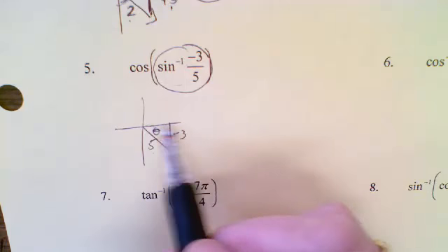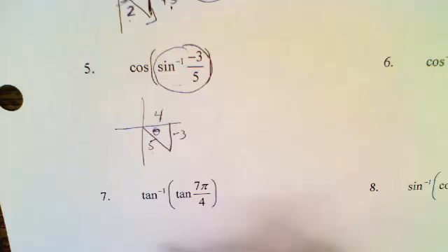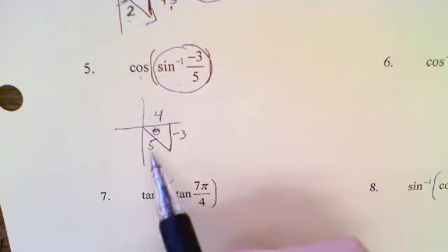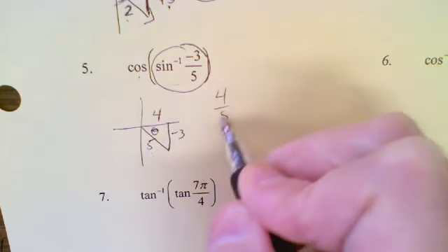So I can find the x value. That's easy because it's a 3, 4, 5 right triangle. So this is asking for the cosine of that angle. Cosine is x over r, so that would be 4/5.